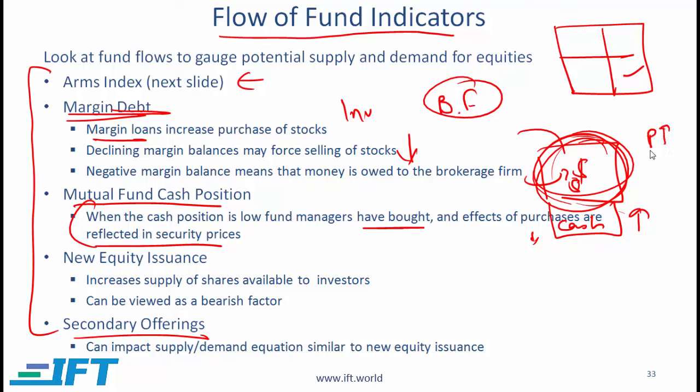New equity issuance, this refers to some sort of an IPO, where let's say you have a company that has recently issued shares. What this does is increase the supply of shares available to investors. Could be viewed as a bearish factor, because if you have a given demand and the supply is increased because of the IPO, then the price will come down. Secondary offering is fairly similar.